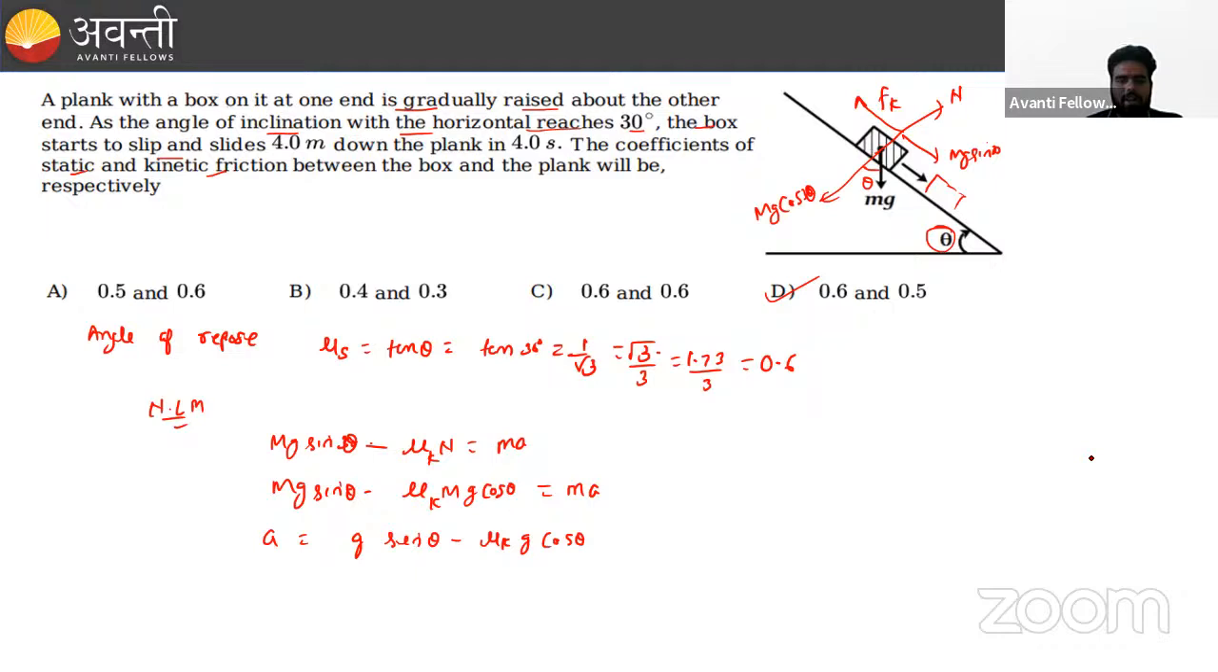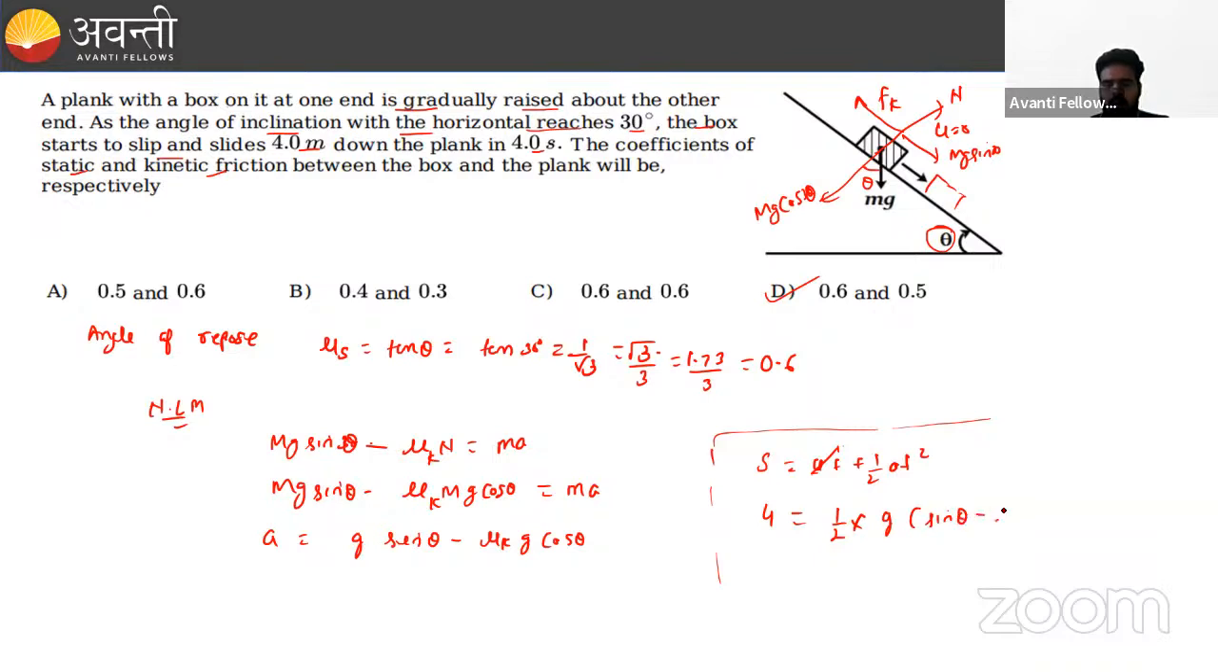Now we put in the value of theta and the other information given here: the block slips and slides down 4 meters in 4 seconds. When the block starts slipping, the initial velocity is 0, and the acceleration is constant. So the distance s equals ut plus half at square. So 4 meters equals 0 plus half times acceleration, where taking g common the acceleration is g times (sin theta minus mu k cos theta), times t square, which is 4 square, that is 16.